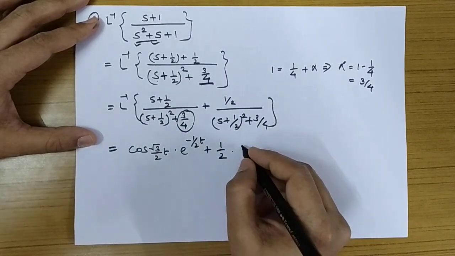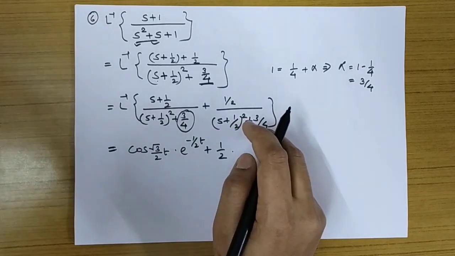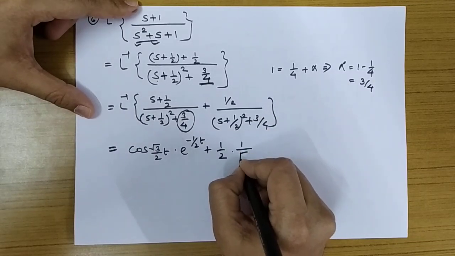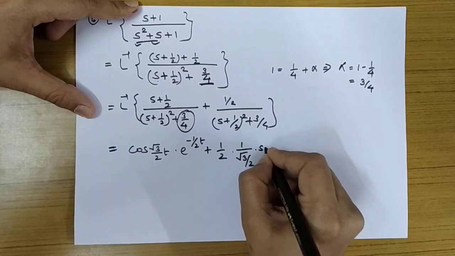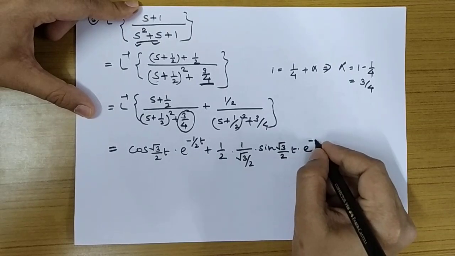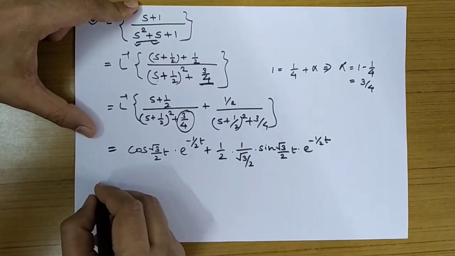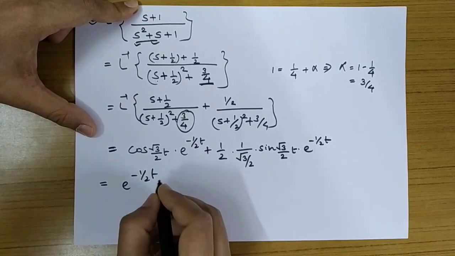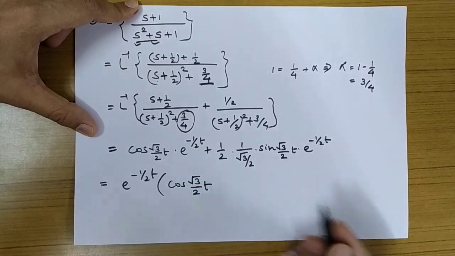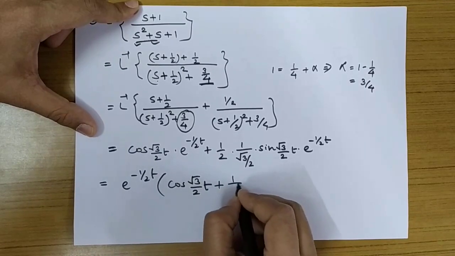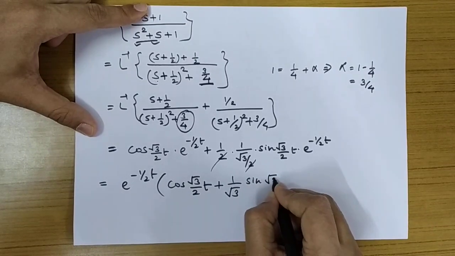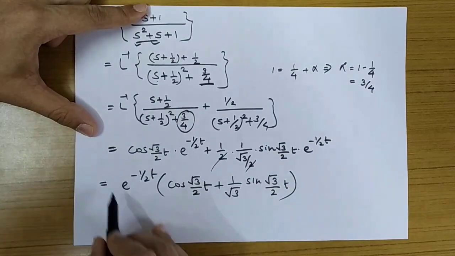1 by 2 is constant. Here again, this is the formula of L inverse of 1 upon s square plus a square. So 1 by a, 1 by root 3 by 2, sine root 3 by 2 t into e raised to minus 1 by 2 t. Okay, now you can simplify. You can take e raised to minus 1 by 2 t common, and the remaining term is cos root 3 by 2 t. Here you can simplify this term, 1 by root 3 sine root 3 by 2 t. Okay, this is the answer.